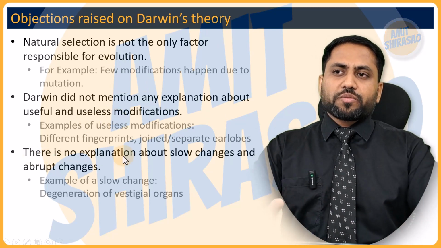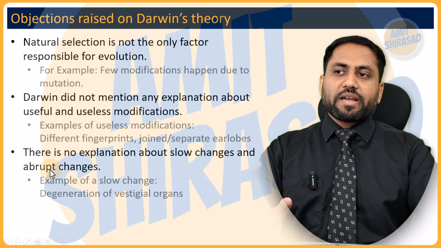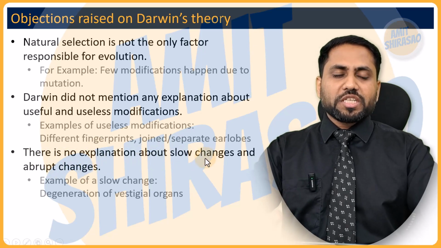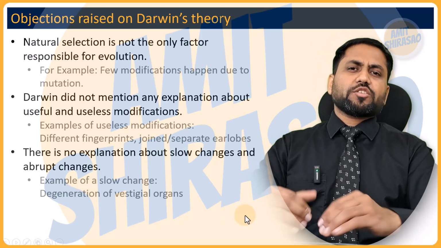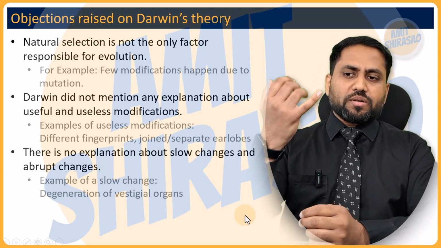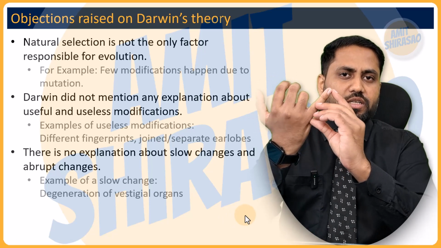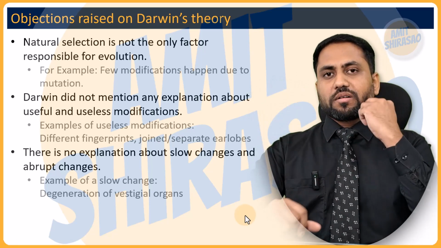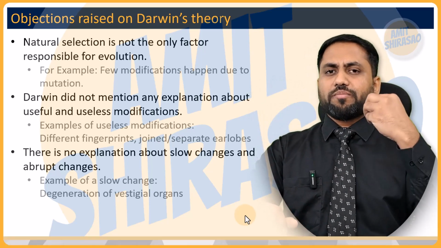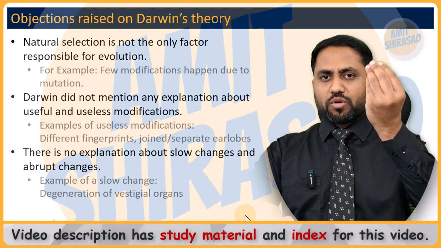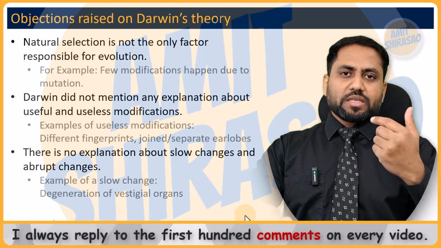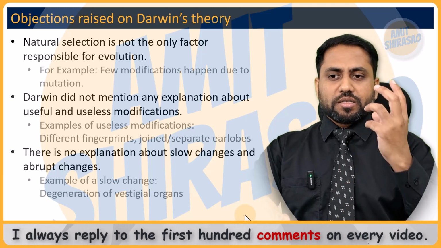Then there is no explanation about slow changes and abrupt changes. Slow changes means what? Example of a slow change is degeneration of vestigial organs. So our pinky finger is reducing in size. Our wisdom teeth, normally people don't even have wisdom teeth. I mean, that wisdom teeth does not grow out of the gum. So this is an evolutionary change.